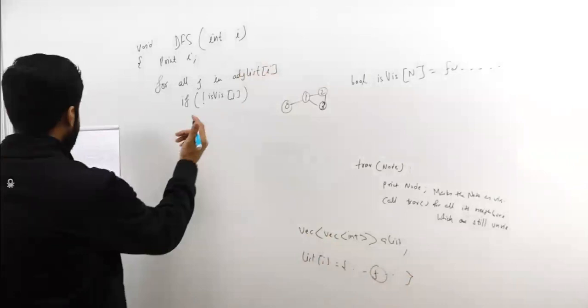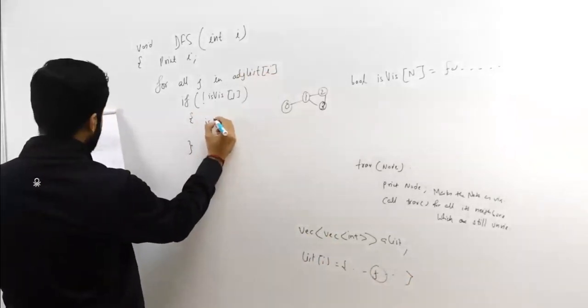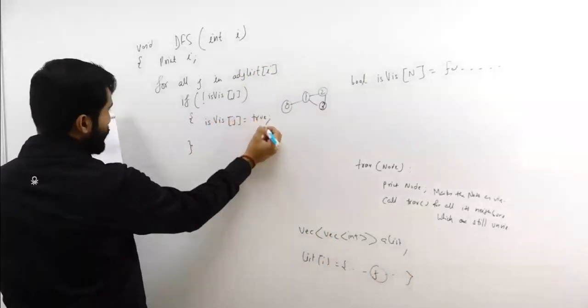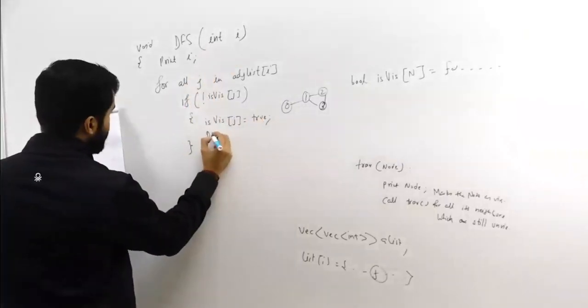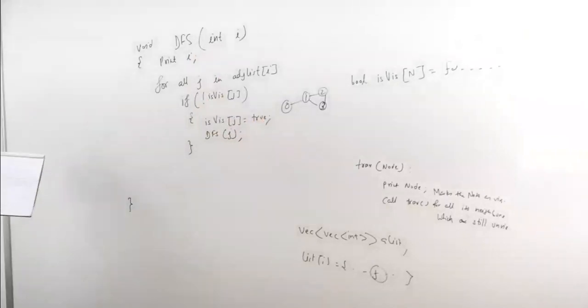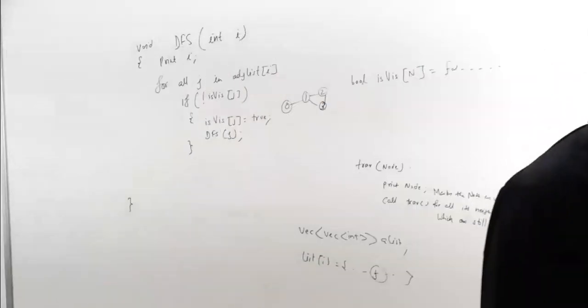If it is not already visited, then there are two things that you are going to do. First, I'm going to convert its visited flag to true so that nobody calls it again. And after that, I'll invoke the DFS function on it, DFS of j. This is the code that I'll have. Does it make sense to everyone? Yes or no?